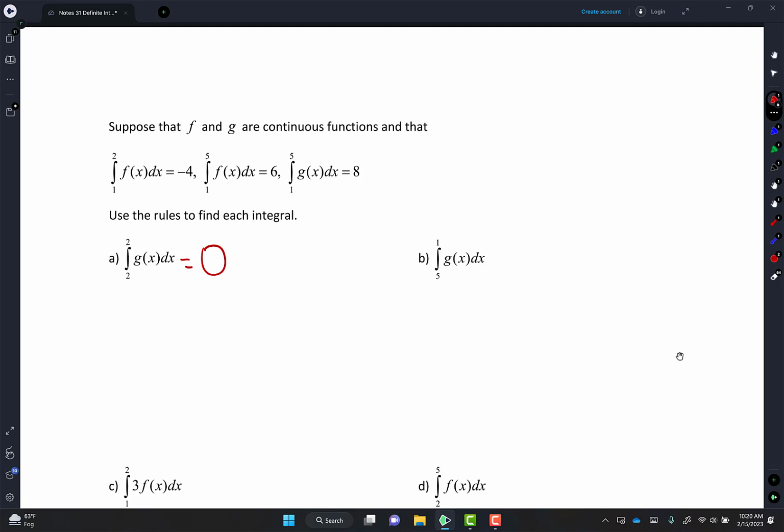Letter B, I start at 5 and I end at 1. So from 5 to 1 of g of x, negative 8, because from 1 to 5 of g of x was 8. Are we cool with that? Okay.